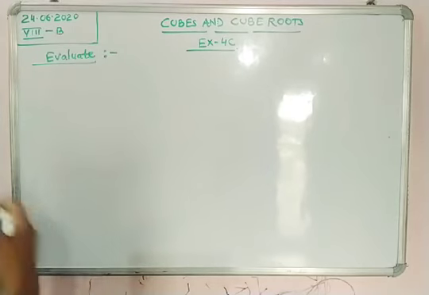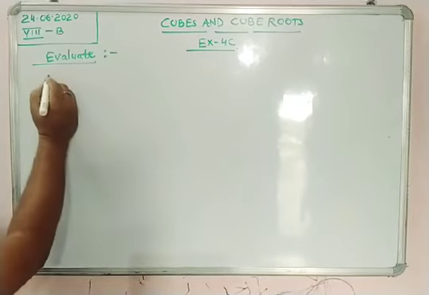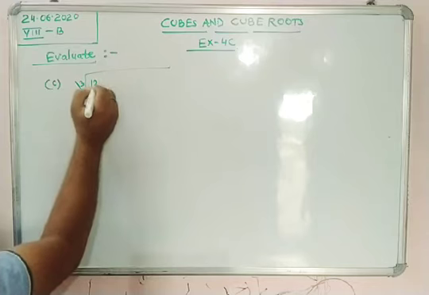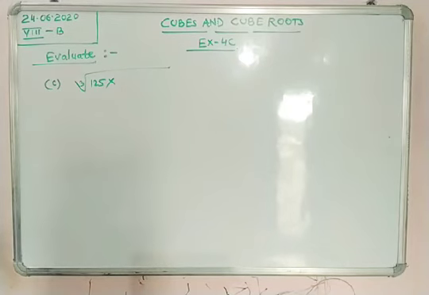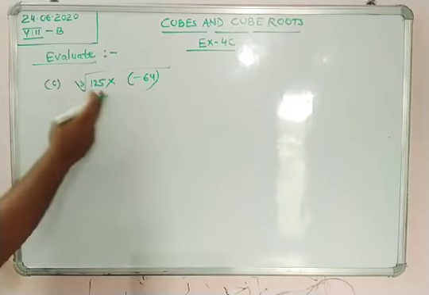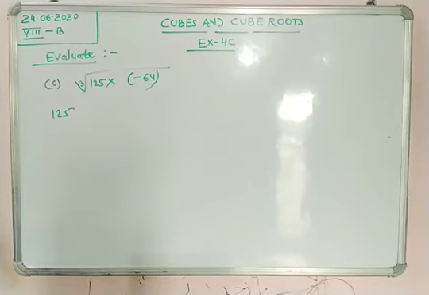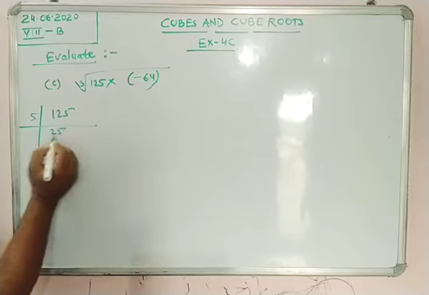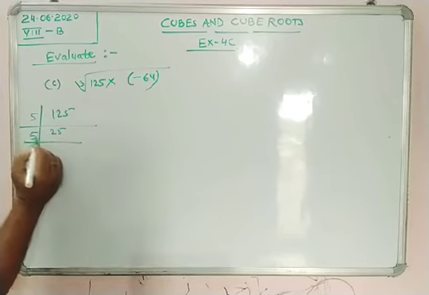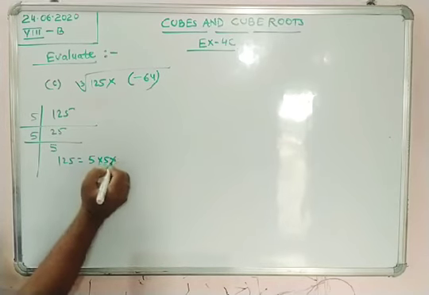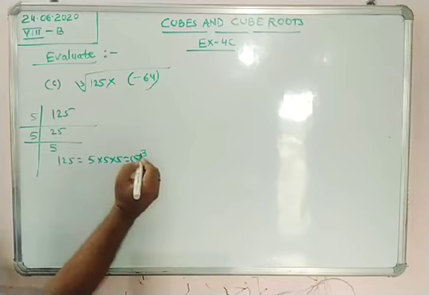In today's topic, we are discussing this evaluation to find the cube root. Now the question is cube root of 125 into minus 64. Yes. So prime factorization of 125 will be done, and this will be divided by 5. 5 25s are 125, 5 5s are 25. So 125 is in the form of 5 into 5 into 5. That means 5 cube. Understood?